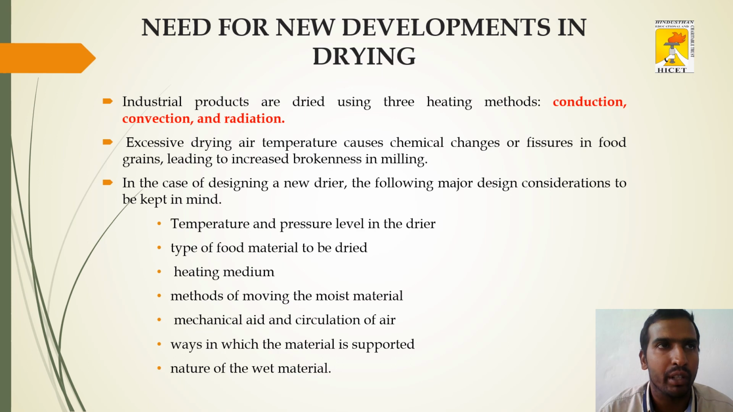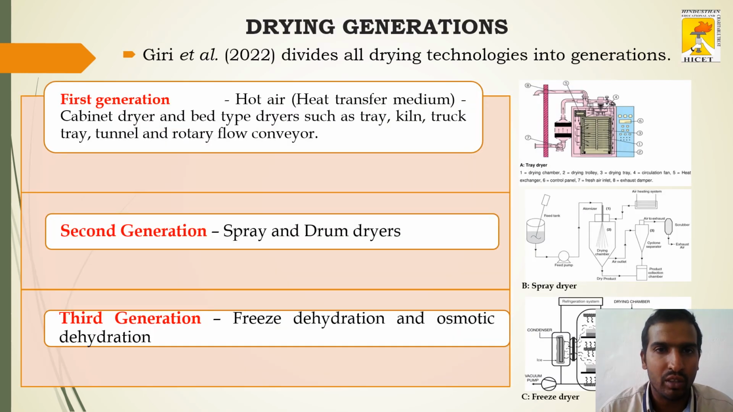The type of food material is very important, and the energy consumption and the efficiency of the dryer are very important here. So coming towards the generations.